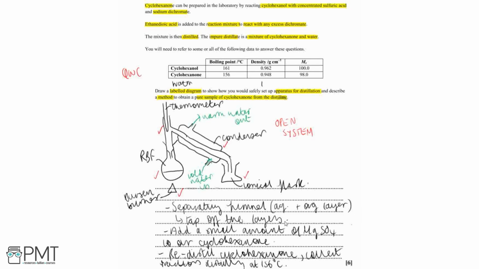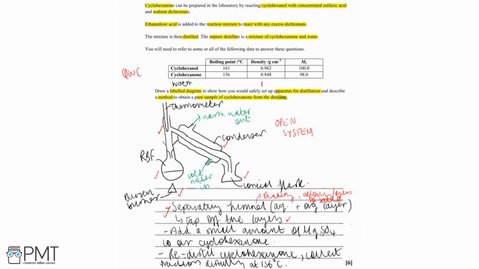And for our further purification steps, some more of these indicative marks are going to be using our separating funnel, where we're also going to be shaking the separating funnel and allowing the layers to settle. Tapping off those layers and recalling that they will be separate layers due to their densities.